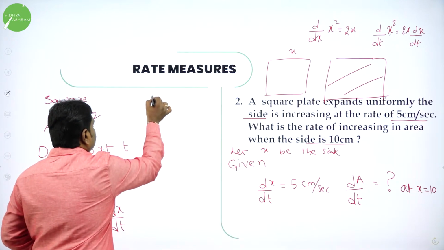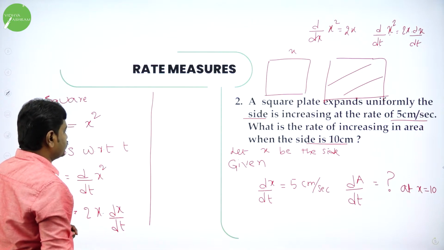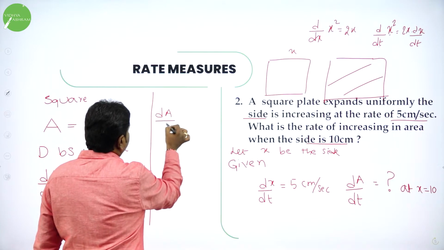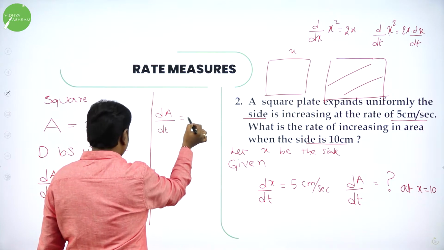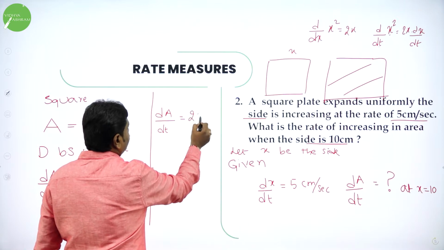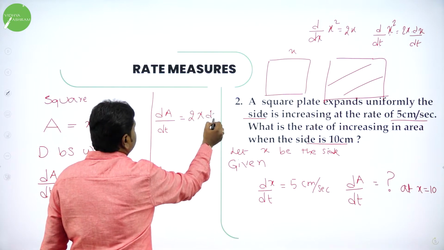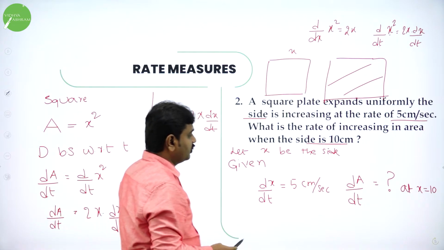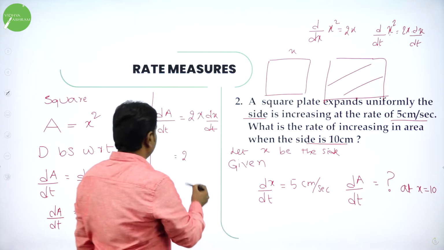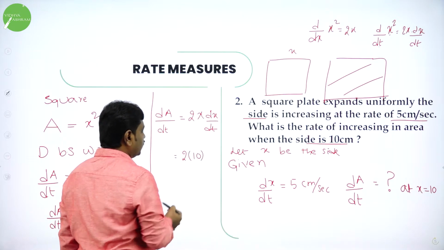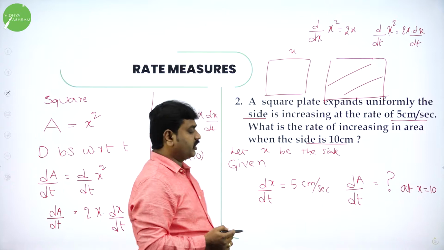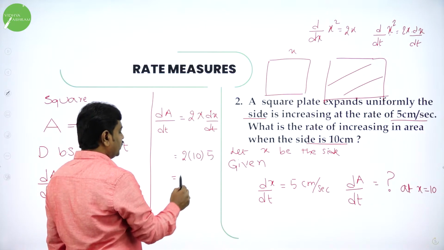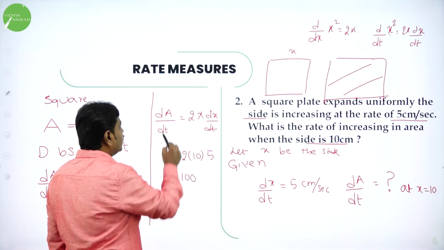Now we are done, so we'll substitute. dA by dt they want. We got dA by dt equal to 2 into x into dx by dt. Substitute the values: 2 into x. What is the value of x? 10 they give. 2 into 10 into dx by dt. What is dx by dt they give? 5. Substitute it. So 5 twos are 10, 10 tens are 100.